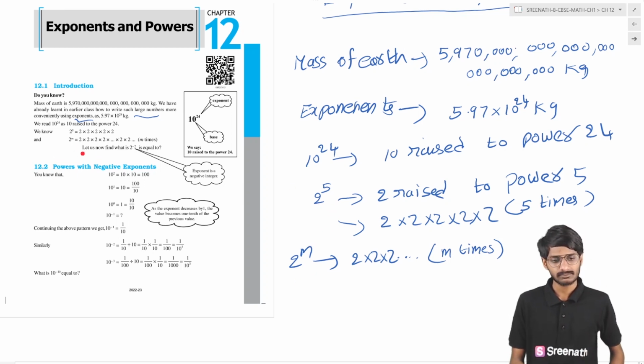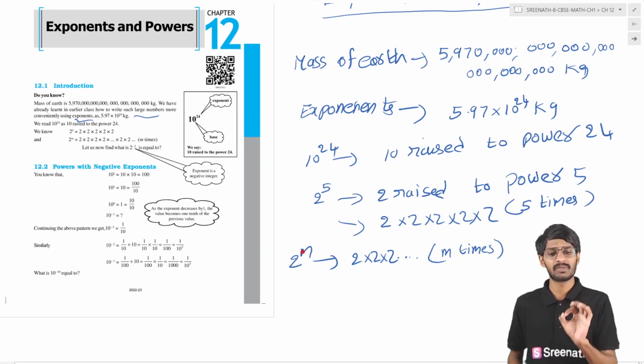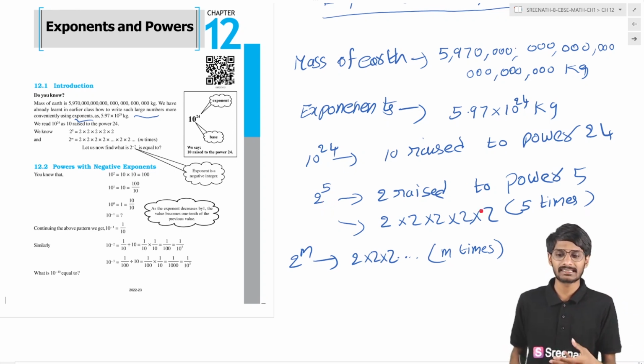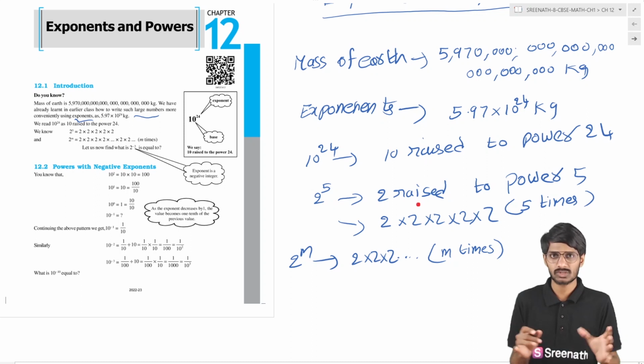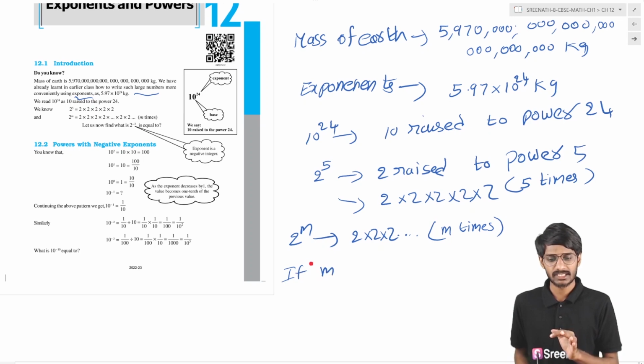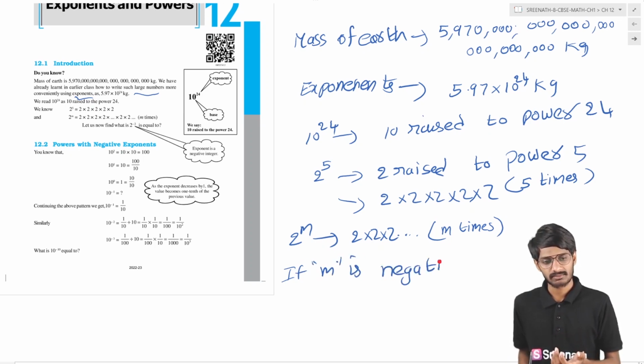Okay, so let us find. If m is a positive integer, like 4, 5, 24 or anything, we can write it like this. We know all this from the previous class. Now, if m is a negative integer, what happens if m is a negative integer?